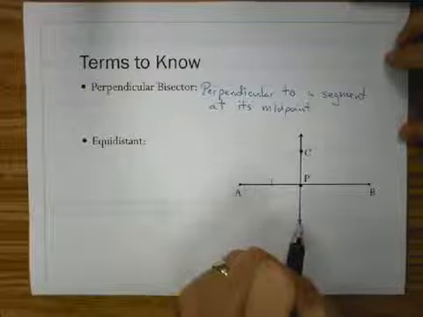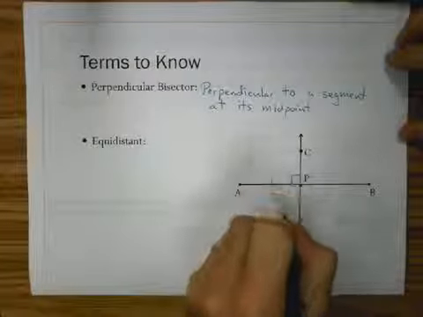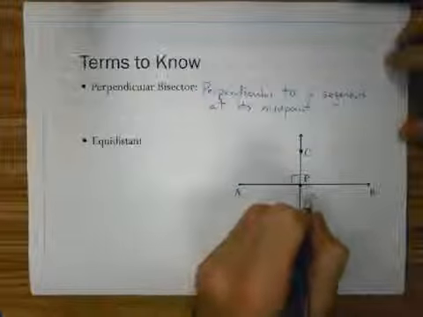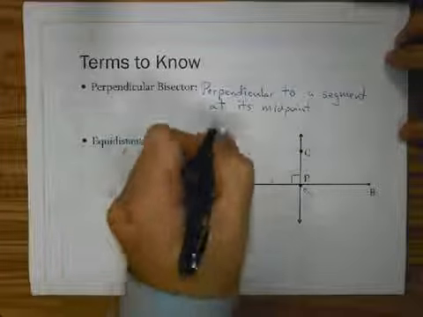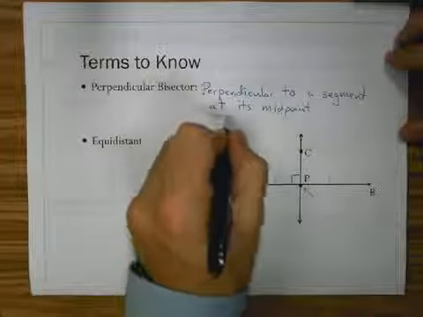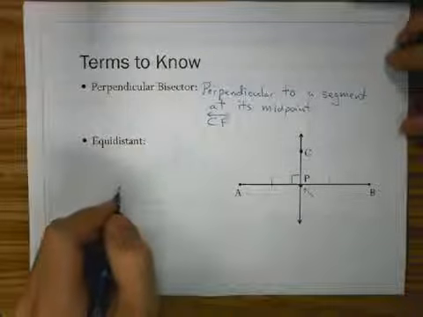So we look here, we have line CP. It's perpendicular to AB at its midpoint P. So in this case, CP is the perpendicular bisector.